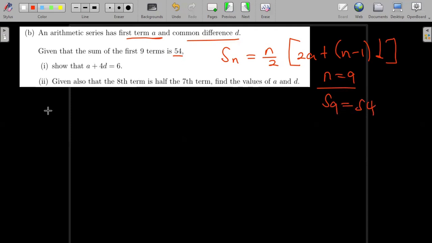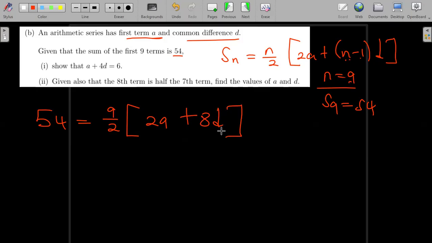So here we're going to say sum 9, which is 54, is equal to n over 2. N is 9 divided by 2, and then 2a, because we don't know the first term, plus 9 minus 1. So 9 minus 1 is 8. So this will be 8d. Okay, so that's what I have in the brackets. So from there now, what can I do?